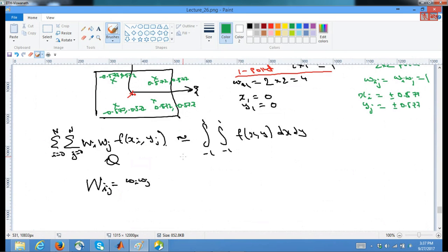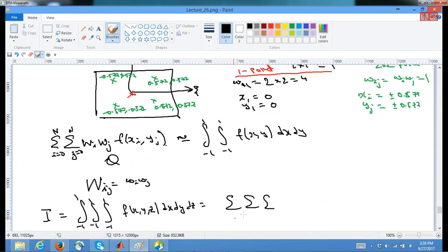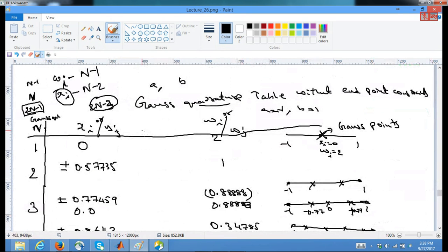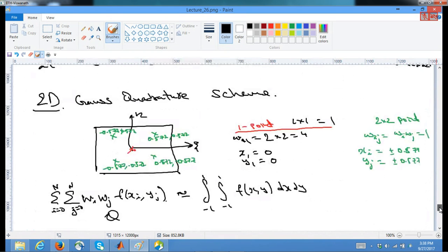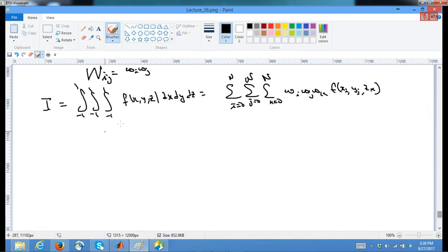If you have three dimensions, you can write w_ijk as w_i into w_j into w_k, with f of x_i, y_j, z_k. The same choice can be used for z_k and w_k. So like that you can multiplex it, and it will become three-dimensional, which will be difficult for me to draw.